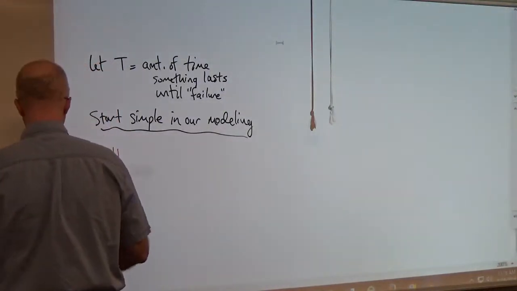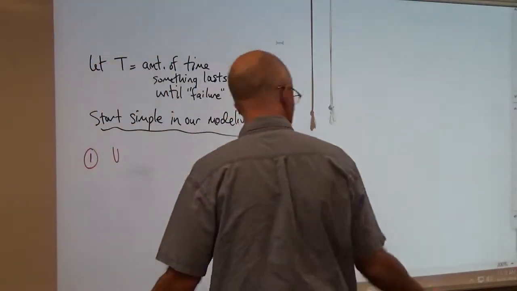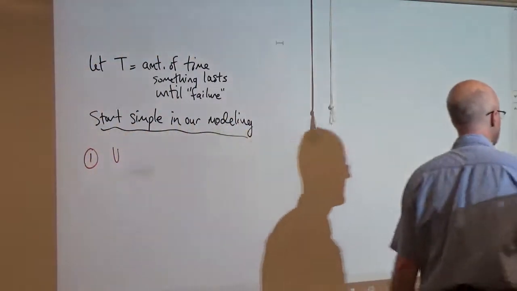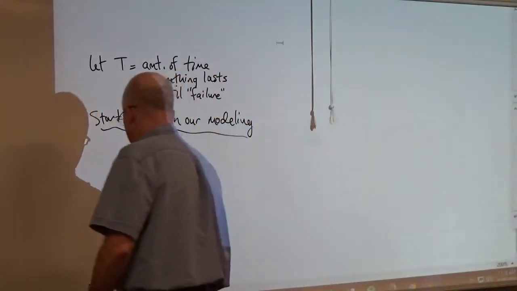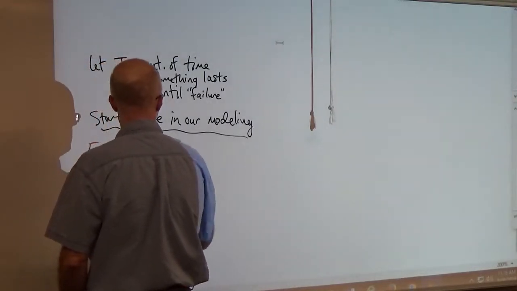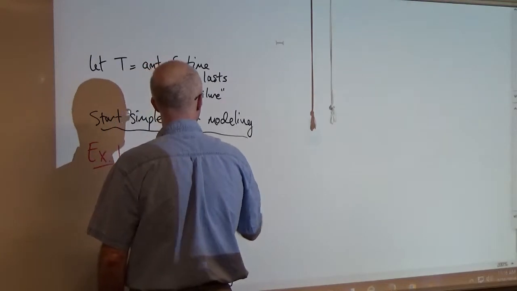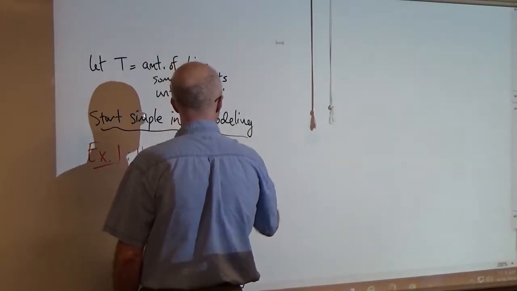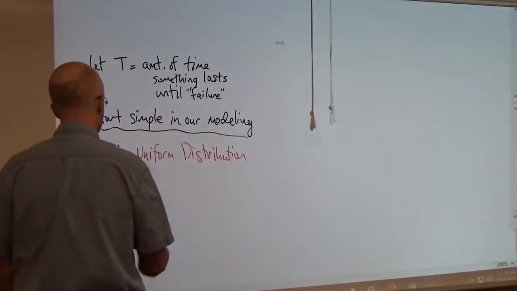So this is example 1, you might say. Example 1, a uniform distribution, where the PDF is a horizontal line.